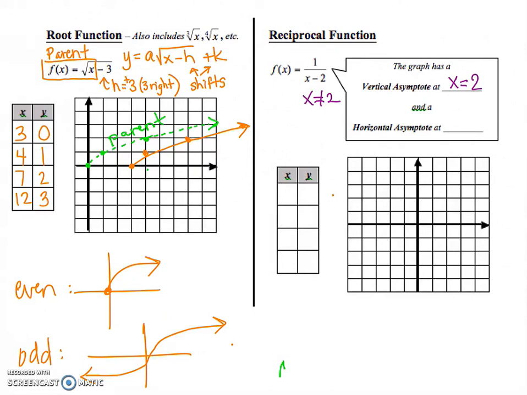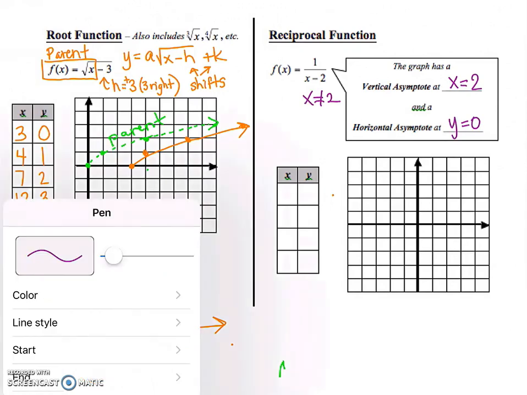So we have a vertical asymptote at x equals 2, so our graph can never touch that point. And we have a horizontal asymptote at y equals 0. And that is the nature of a reciprocal function. And again, I promise we will talk more about this as the year goes on.